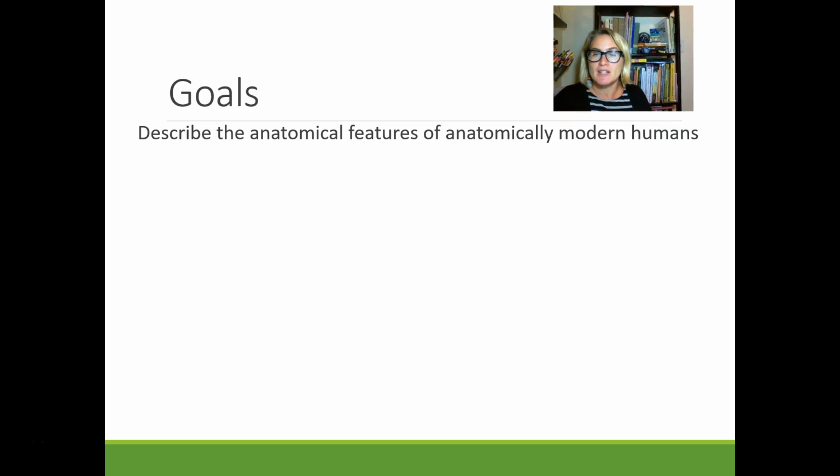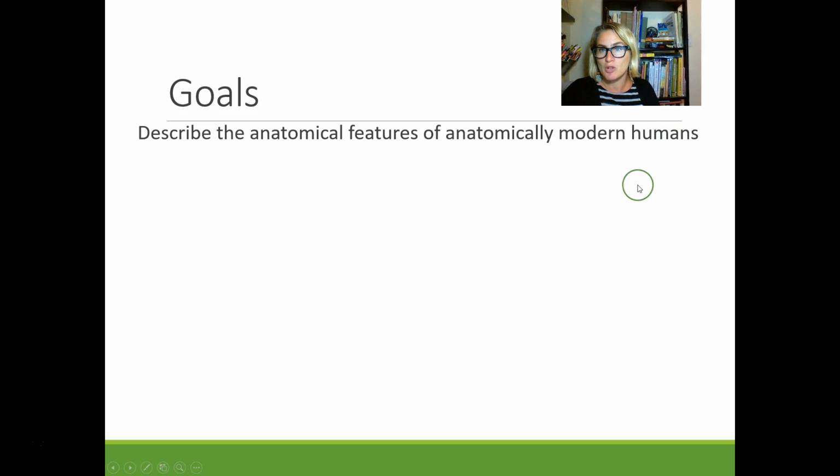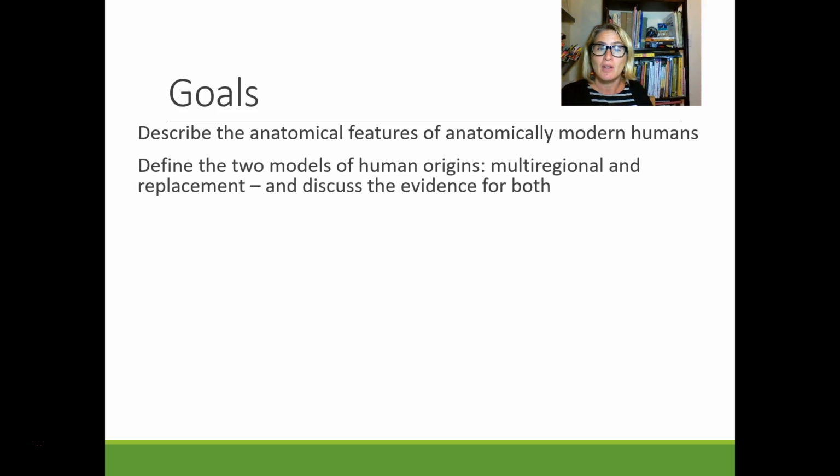Today we're going to be looking at some of the features of anatomically modern humans, and at the end of this lecture and at the end of reading and studying the information in your textbook, you should be able to describe those features of anatomically modern humans. We're also going to be discussing two different models for where anatomically modern Homo sapiens emerged. And I will be going through the way that these are laid out and the evidence for both of these.